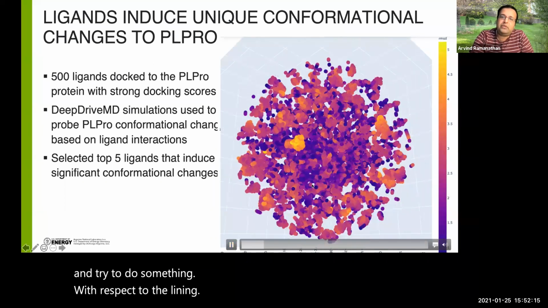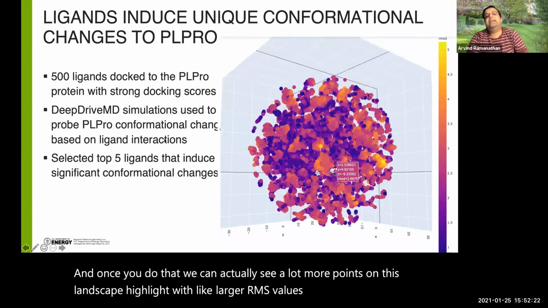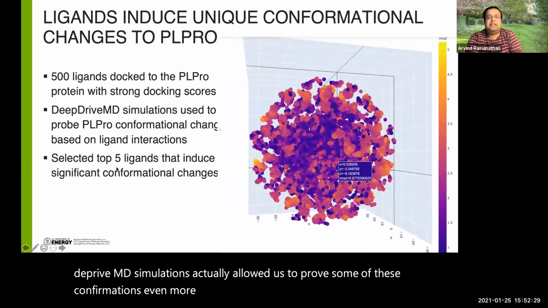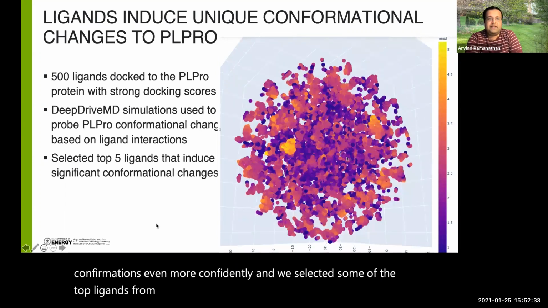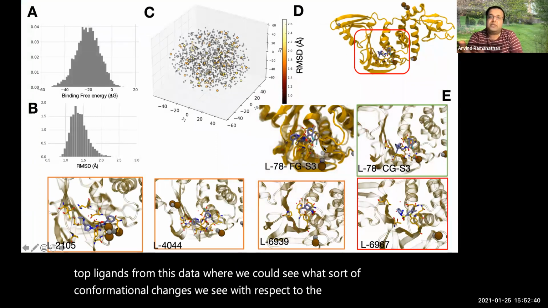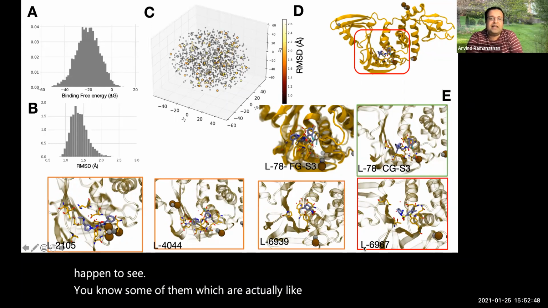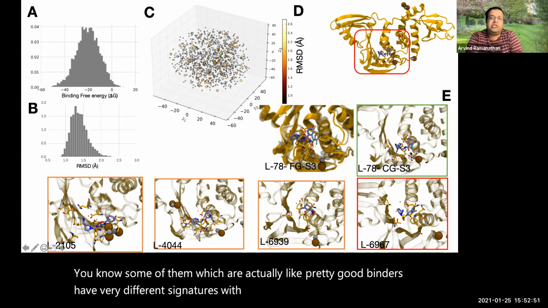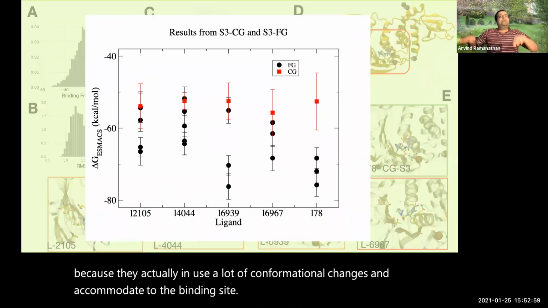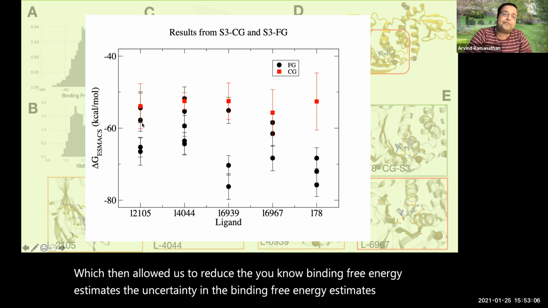And once you do that, we can actually see a lot more points on this landscape with larger RMSD values and so on. And the DeepDriveMD simulations actually allowed us to probe some of these conformations even more confidently. We selected some of the top ligands from this data, where we could see what sort of conformational changes we see with respect to the effective ligands versus non-effective ligands. In this case, we happen to see that some of them, which are actually pretty good binders, have very different signatures with respect to their binding, because they induce a lot of conformational changes and accommodate to the binding site, which then allowed us to reduce the uncertainty in the binding free energy estimates by looking at those different numbers.